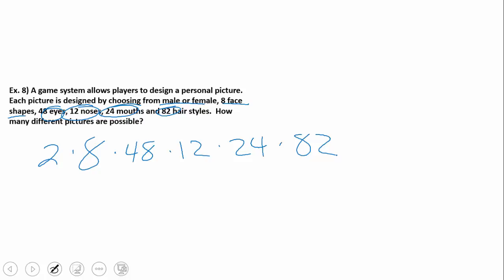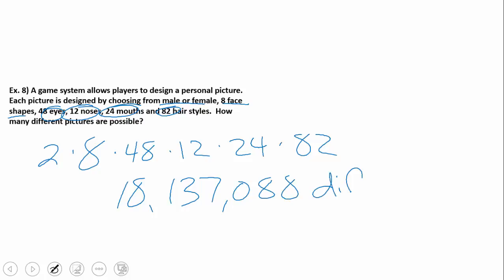Anyway, here we go. So we have to multiply all of that together, and holy smokers, when you multiply all that together, you get 18,137,088 different face pictures.